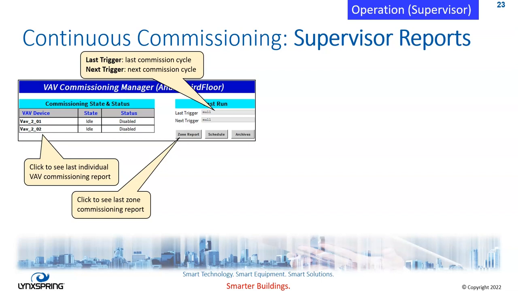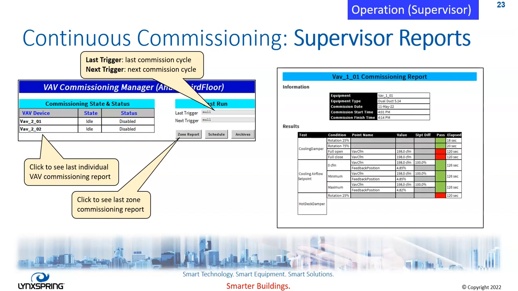The commissioning report information is going to be VAV name, type, commission date, start time, end time. And in the results table, you're going to see the subject of the test, the conditions that are going to be tested, the point names, the values. So what is the sampled value for measurement?